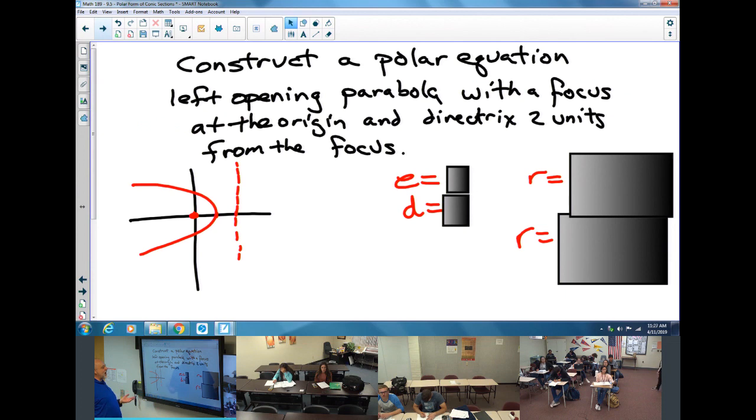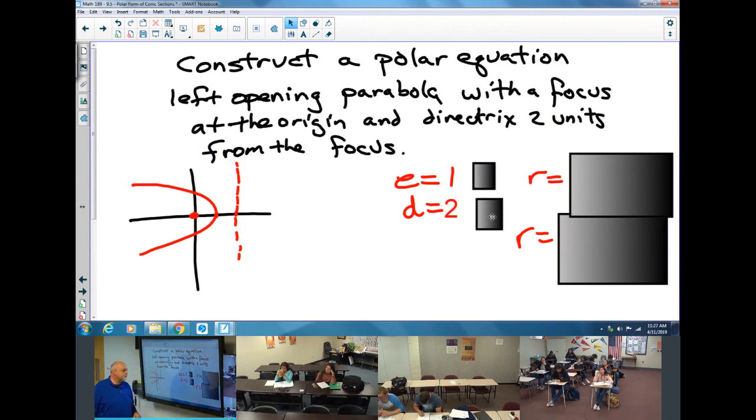If we have a parabola, we know that E is what? It's 1. So if we have a parabola, we know that E is 1. And if the focus is at the origin and the directrix is 2 units from the focus over here, then what is D? 2. It would be 2.